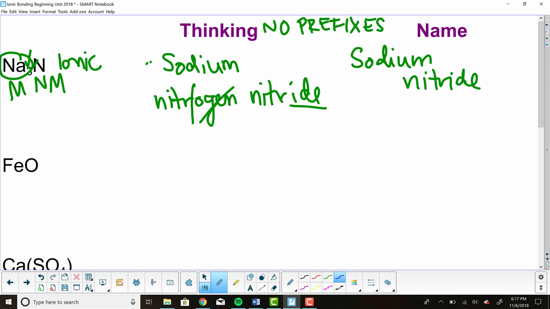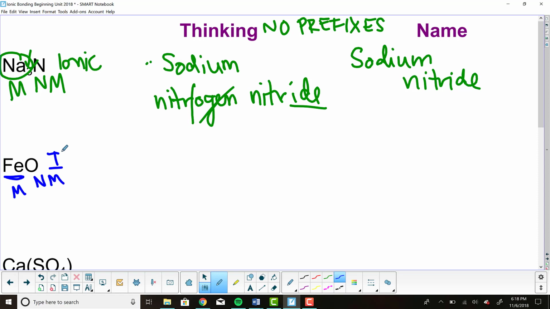All right, let's move on to FeO. Let's figure out the name for FeO. First, we always have to figure out what kind of compound do we have. Well, we see Fe. We find it on our periodic table. We know that Fe is a metal. Specifically, it's a metal in the transition metals area. That's going to come into play later on. Then O stands for oxygen, which is a nonmetal. So if we've got a metal and a nonmetal, overall we have an ionic compound.